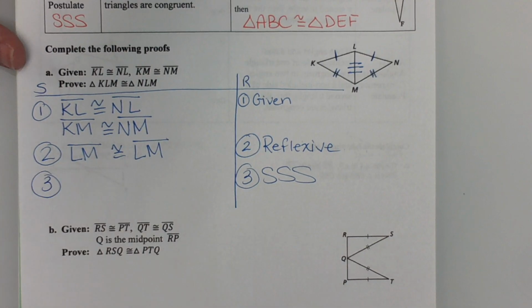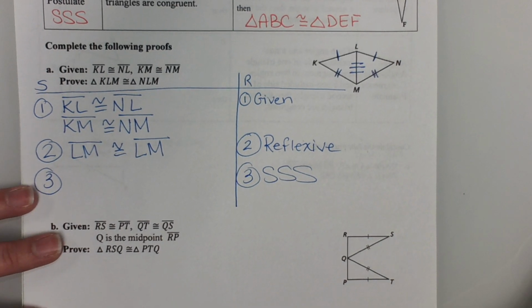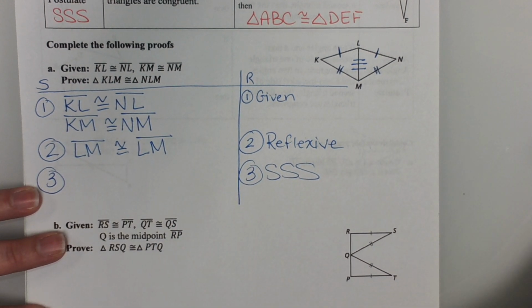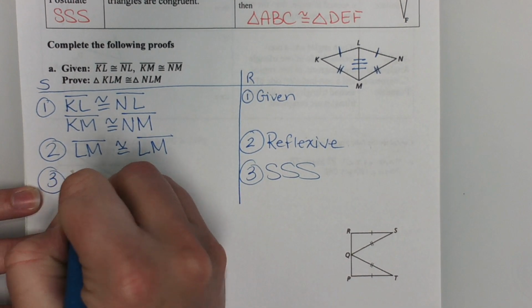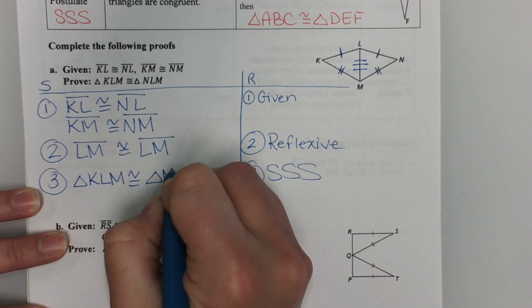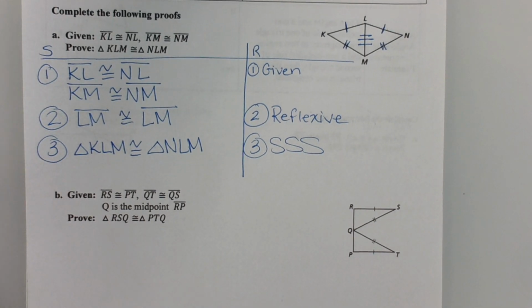I could say the triangles are congruent. Now, when I say the triangles are congruent, I need to make sure I'm matching up corresponding sides. What's the nice thing about these ones? How can I know what to put here? It's the proof. Triangle KLM is congruent to triangle NLM. Done. 3-step proof.